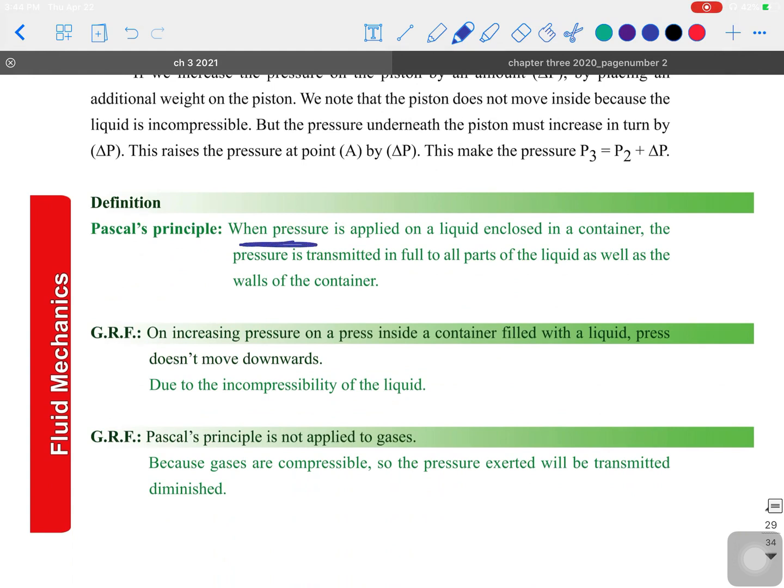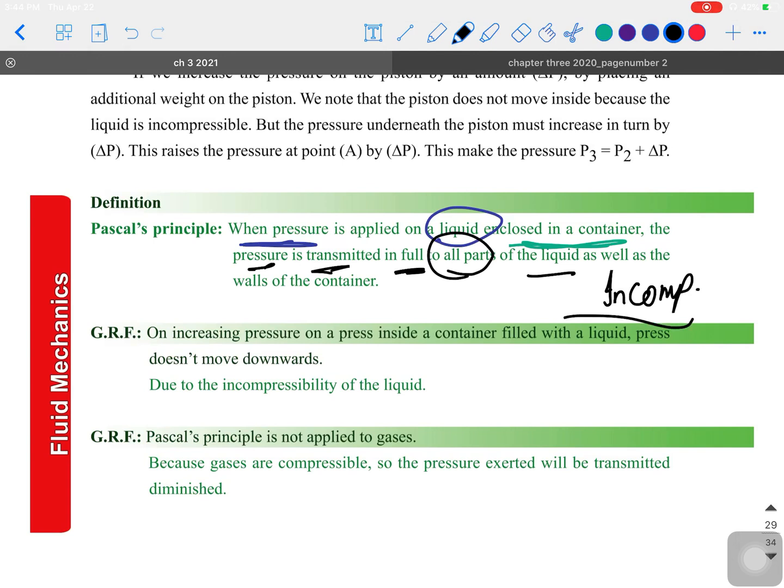As we can see, when the pressure is applied on a liquid enclosed in a container, the pressure is transmitted in full to all parts of the liquid as well as the walls of the container. But we have to keep in mind that the liquid must be incompressible. Why should it be incompressible? To avoid the pressure exerted being diminished. So if I ask you to give a reason why Pascal's principle is not applied to gases: because gases are compressible, so the pressure exerted will be diminished.